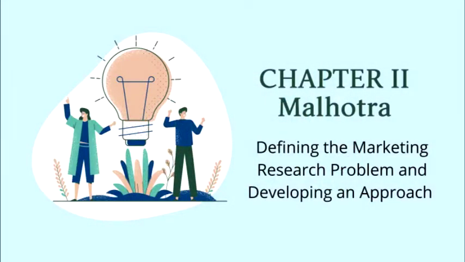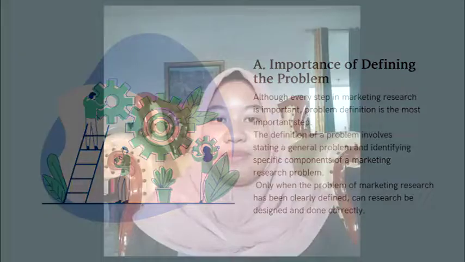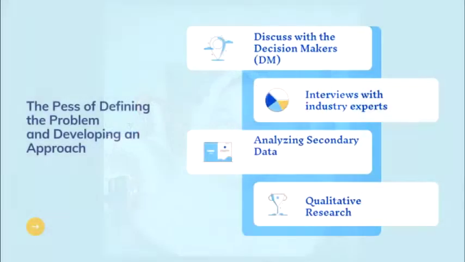and developing an approach. First, the importance of defining the problem. Every step in marketing research is important, but the problem definition is most important. If the problem is defined clearly, the research can be done correctly. Second, the process of defining the problem and developing an approach. First, discuss with the decision maker, or DM. Second, interview the industry expert. Third, analyzing secondary data, and the last is qualitative research.